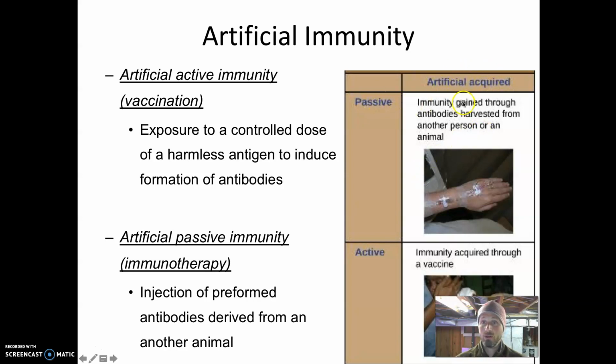So again, here's a table. Artificial passive immunity. That's where immunity is gained through antibodies harvested from another person or animal, and they're being injected into this patient, and that patient is receiving the immediate protection of those antibodies. Artificial active, that's immunity through a vaccine. So this child is getting an injection of some antigens from something. Perhaps it's the influenza vaccine for the year. So they're being exposed to antigens from the virus that cannot make them sick, but their immune system will recognize those antigens and learn to make those antibodies and create memory B cells to protect this child for the rest of that flu season.